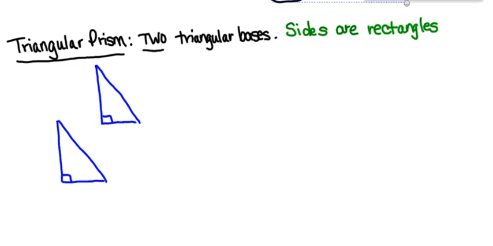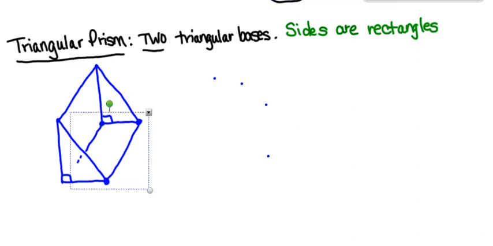And then to create the 3D effect, I'm going to connect the top vertex on the first triangle with the top vertex on the second triangle. I'm going to connect the vertex on the right with the vertex on the right. And then when I go to connect these last ones, I'm going to connect almost all the way, and do a little bit of dotted work in there to show that 3D effect. So again, I've got those two triangular bases.